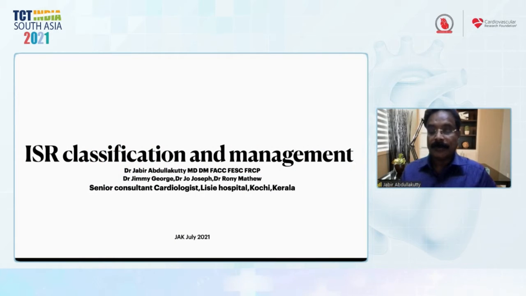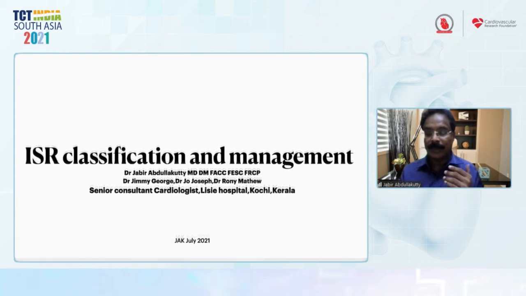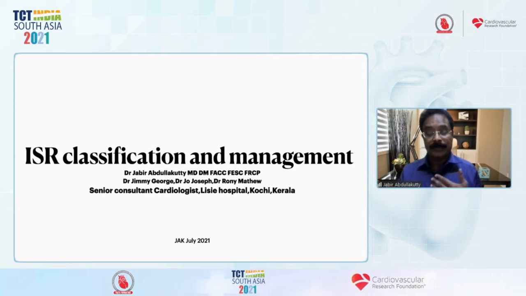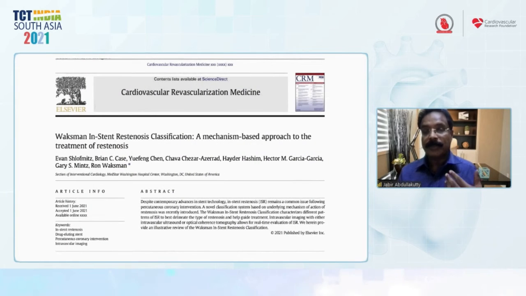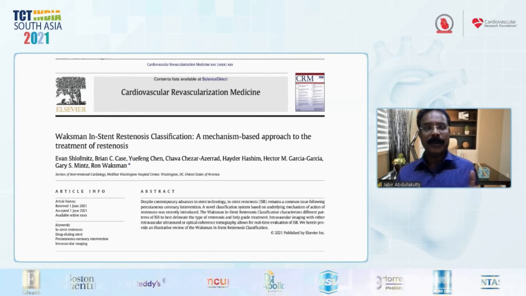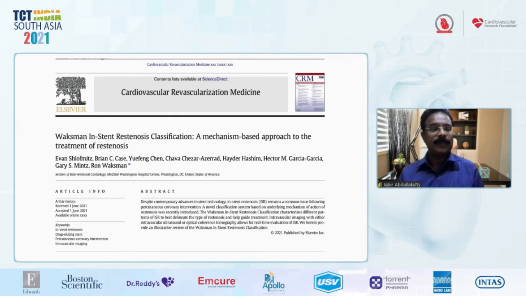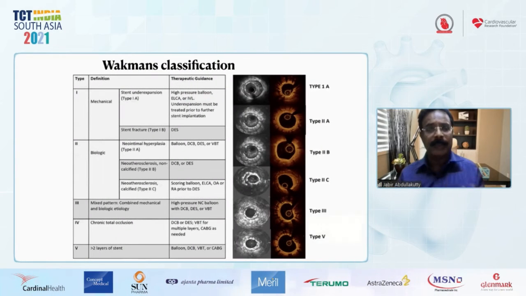So in-stent restenosis with the second and third generation DES is still a major therapeutic challenge despite the advances we have gained in stent design, the drug, as well as the polymer. The first classification introduced for in-stent restenosis was the Mehran classification, which is no longer relevant in the drug-eluting stent era. It was for the bare metal stent era. So this is the 2021 classification, published in June 2021, the Waxman in-stent restenosis classification, which is based basically on the mechanism of restenosis.